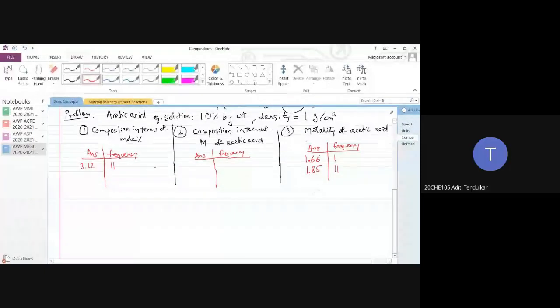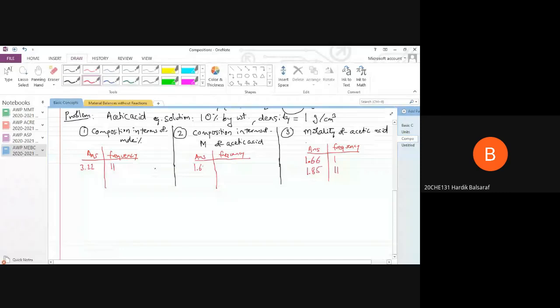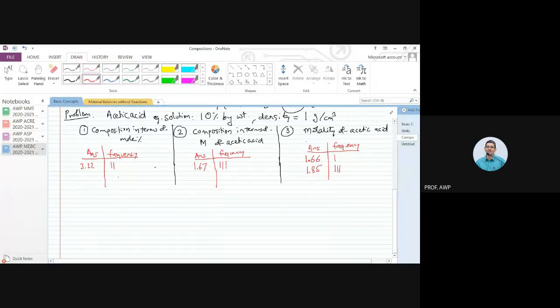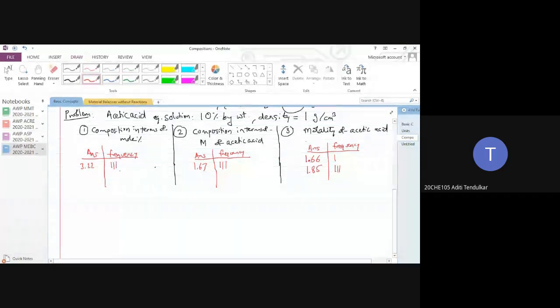Two answers. Molarity is 1.67. Yes, sir. Molarity is 1.67. Yes, 1.67. 1.85 is a molality. Yes, sir. Answer for mole percent. So 3.22. Okay. One more answer.